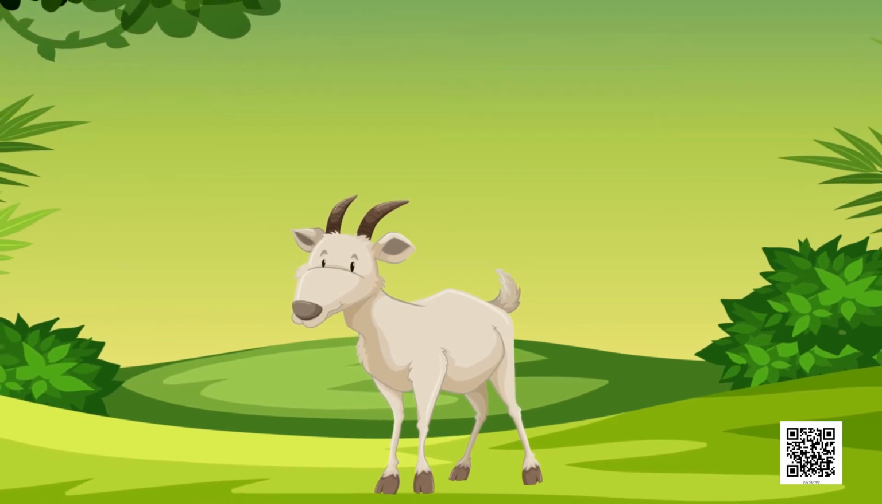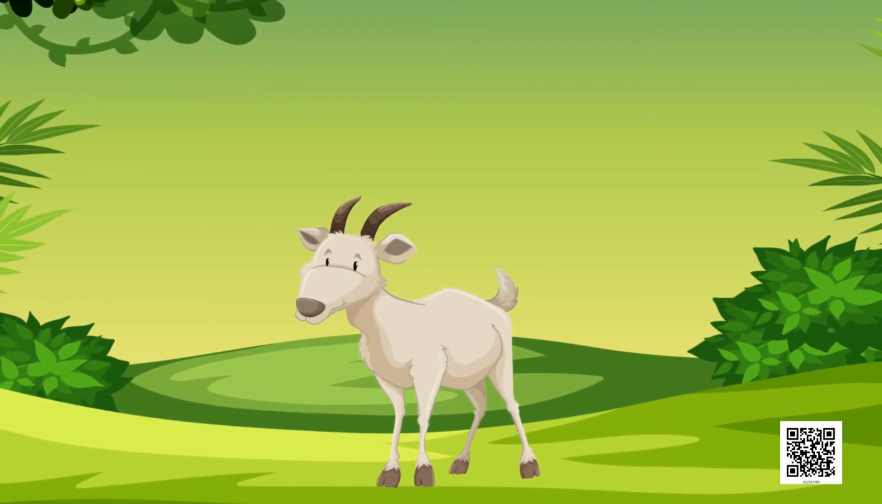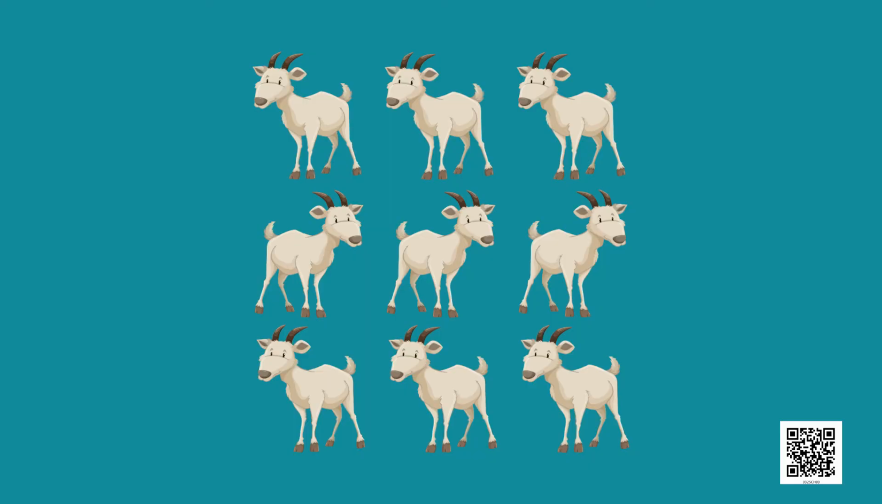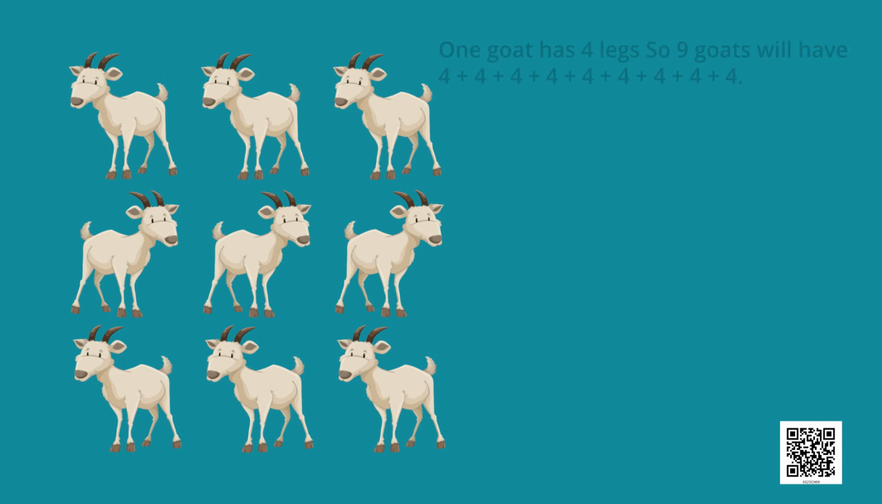Sheena has 4 legs. One day, Sheena went to forest with 8 other goats. So, how many total goats have gone to forest? Yes, Sheena and 8 other make total 9 goats. Now, can you find out how many total legs will be there? See, one goat has 4 legs.